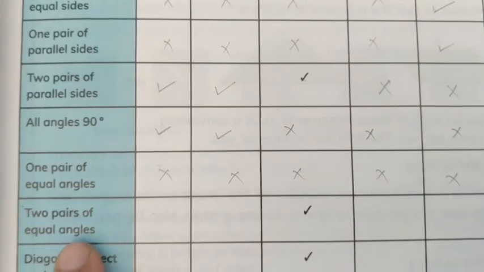Then we have two pairs of equal angles. In which of these figures do we have two pairs of equal angles?